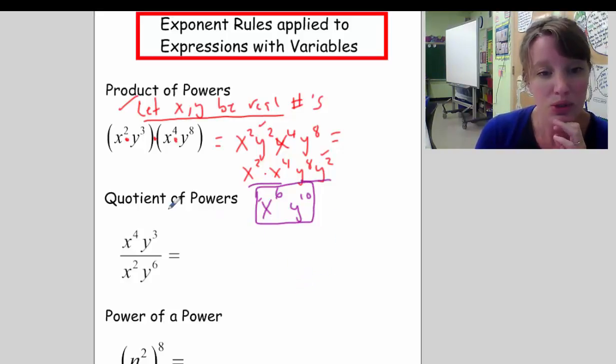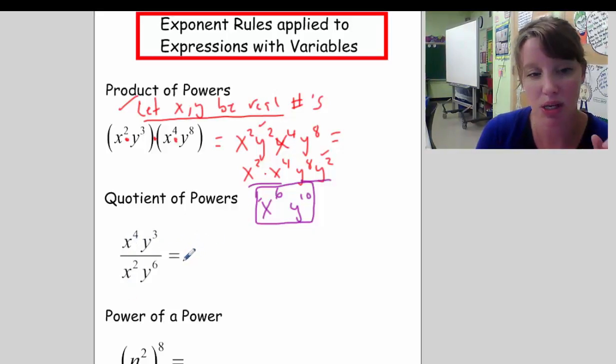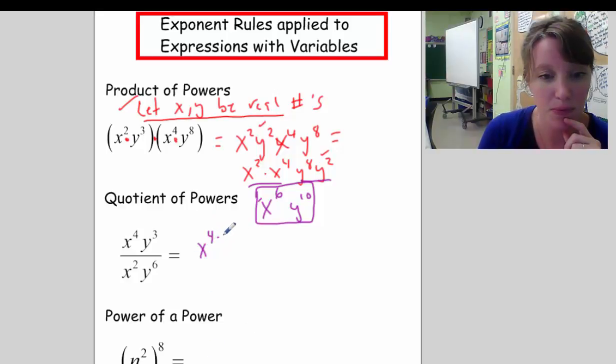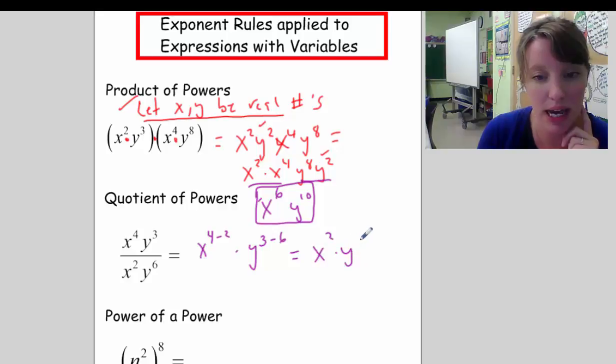Okay, so the quotient of powers, remember, said if the bases are the same, we can keep the base and subtract the exponents. So here we're going to combine the bases of x and then similarly combine the bases of y. So here we have x to the 4 minus 2, oops, that's a 4 there, times y to the 3 minus 6. Well, that's x squared times y to the negative 3.